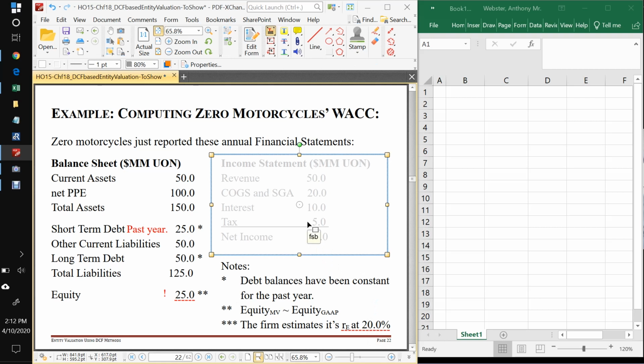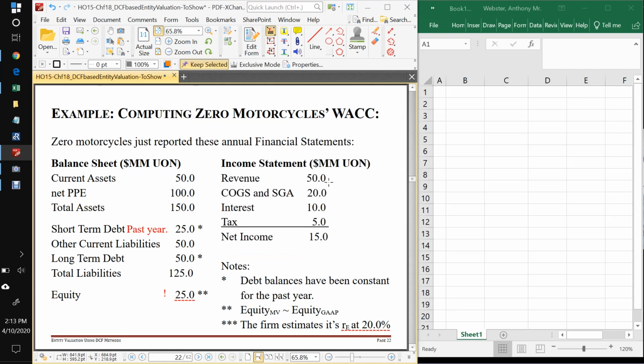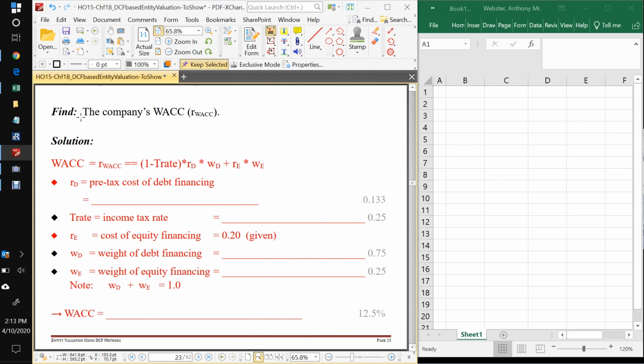Okay, so now let's go ahead and look at their income statement. In the past year, they had 50 million in revenue, COGS and SG&A of 20 million, interest of 10, tax at 5, and net income of 15. Okay, good. So this is what we know about Zero Motorcycles, and what are we asked to find? The company's weighted average cost of capital. So we only have one equation for that. Weighted average cost of capital is going to come from this equation.